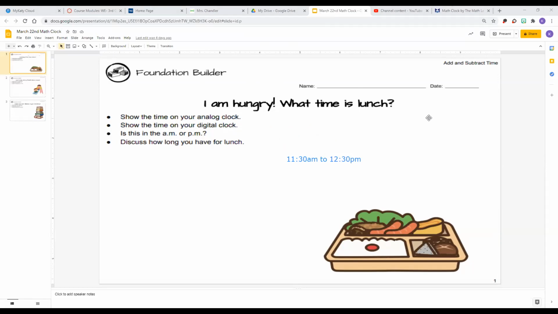Sarah, how long do we have for lunch? We have 1.5 hours. I think we have 1 hour. 1 hour. We have 1 hour. Because if you were to take 12:30 and subtract it from 11:30, you would have 1 hour. So you have exactly 1 hour for lunch. Good job.